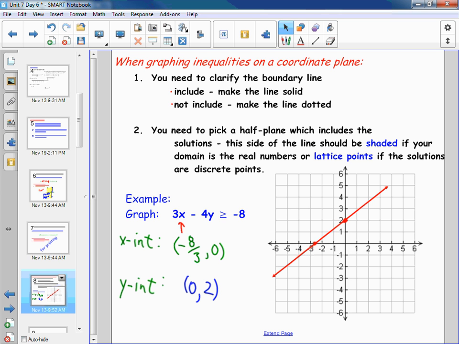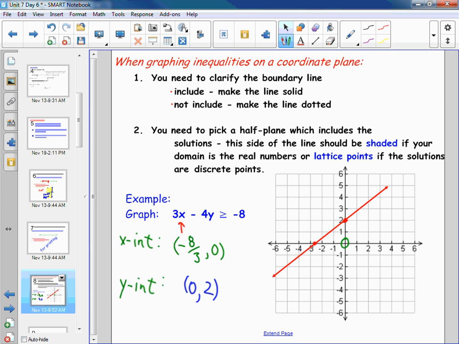Let's go ahead and pick 0, 0, because that's an easy one to evaluate. For my test point, I'm going to pick 0, 0, and see if that satisfies the linear inequality. If I plug in 0, 0 into my original inequality, 3 times 0 is 0, minus 4 times 0 is 0. Is 0 greater than or equal to negative 8? 0 is greater than negative 8 because it's a greater value than negative 8.